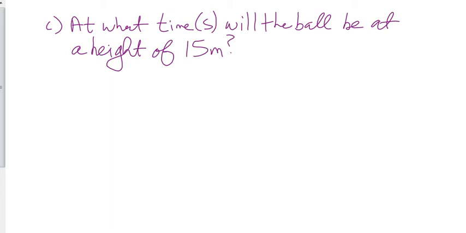At what time or times will the ball be at a height of 15 meters? How do we solve this? We have to make h equal to 15, right?